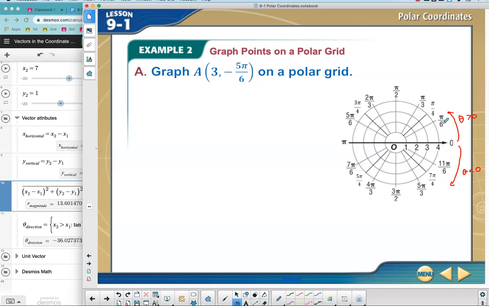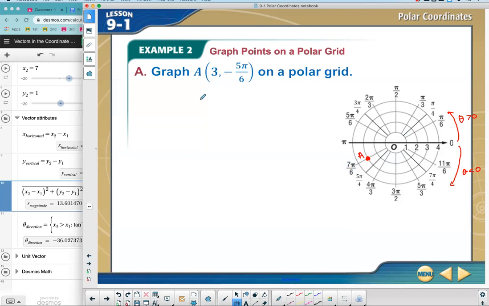So 5 pi over 6, instead of it being over here, is the same distance, but we move the opposite direction. So instead of moving this way into the last pole before pi, I would go this direction to the last pole before pi, which would be here, 7 pi over 6. So it's the third circle, the circle with a radius of 3, where I plot point A, facing 7 pi over 6.